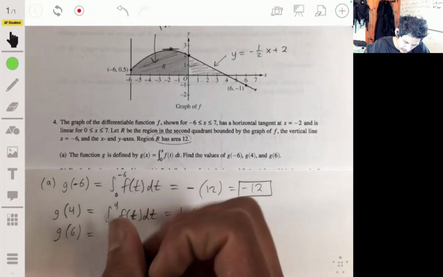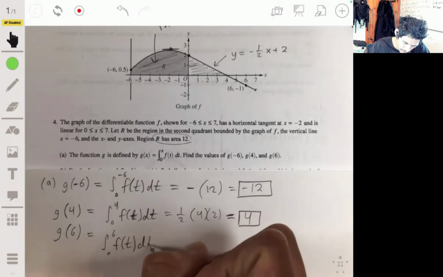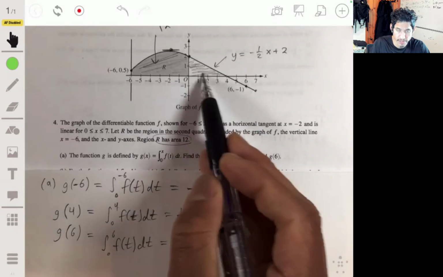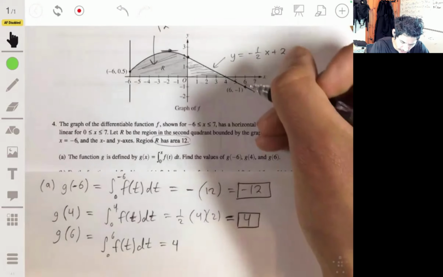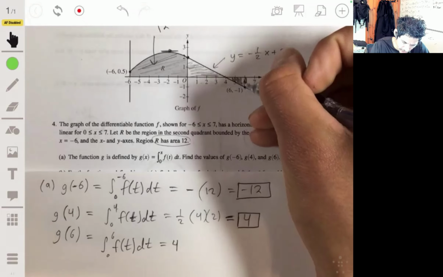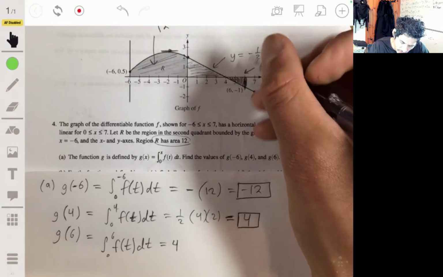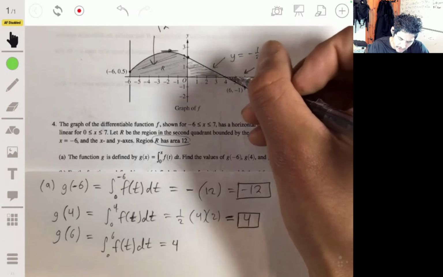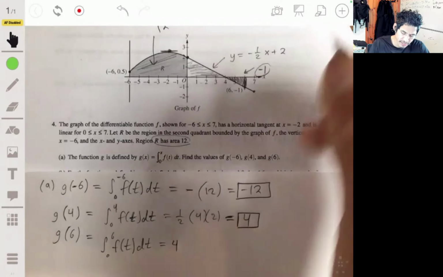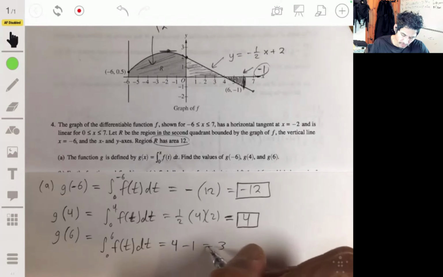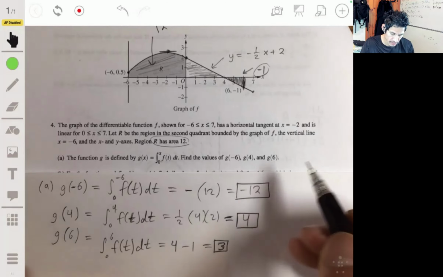All right, and then g of 6 will just be the integral from 0 to 6. We already calculated that this part is 4, but we're going to keep on going up to here. And then we have a smaller triangle here, and since it's below the x-axis, it's going to have an area of -1/2 times 2 times 1, so it'd be -1. So we have 4 minus 1, and we'll get a total of 3. Okay, so that's part A.